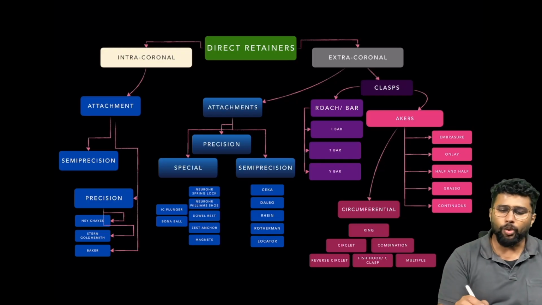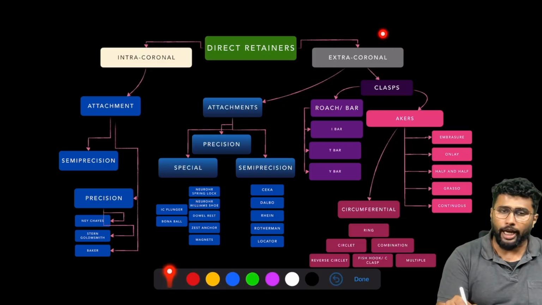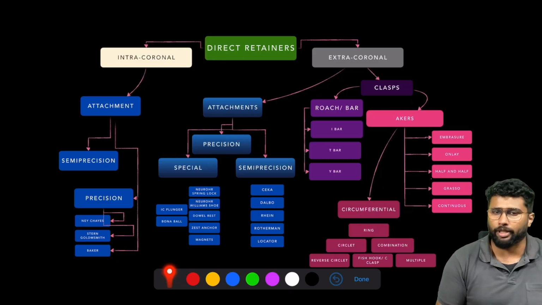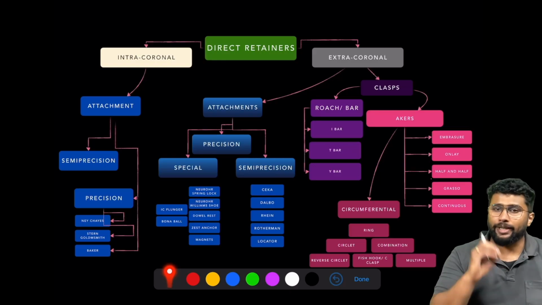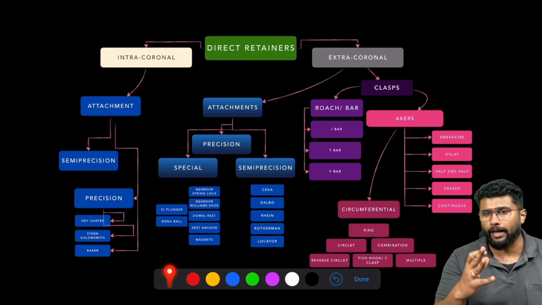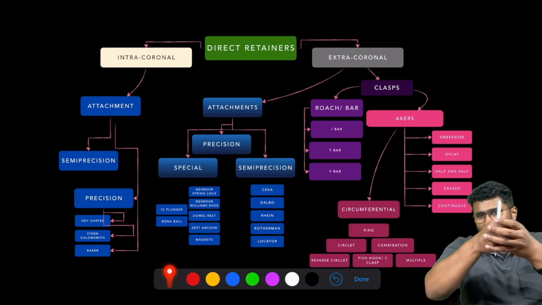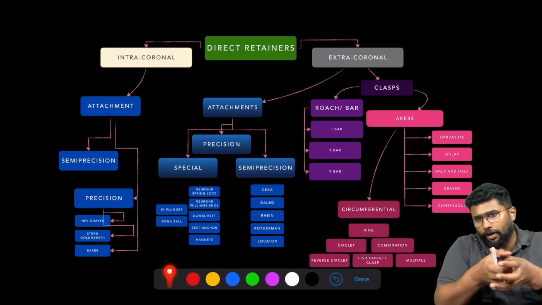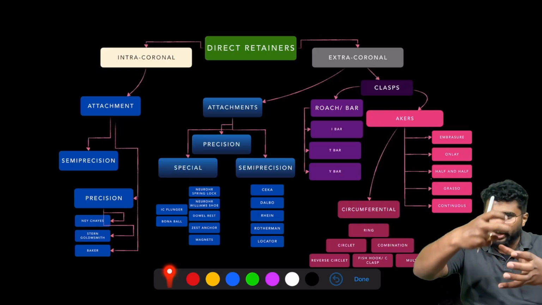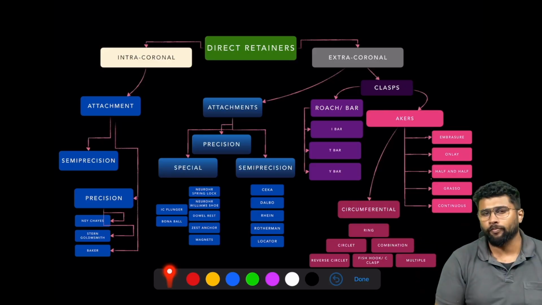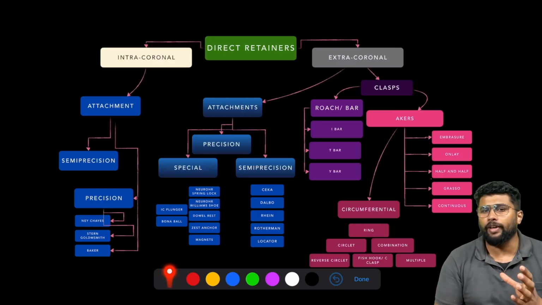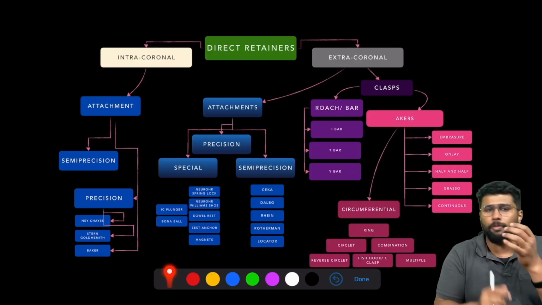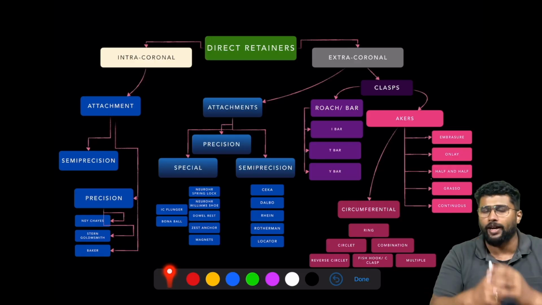If you look at the extracoronal type of retainers, you will also see attachments with the names precision and semi-precision. You just have to remember that precision attachments are factory made. They have a very tight tolerance in fit. They don't have much movement between them, and so it is like a lock slide joint, hence the name precision attachment. They are very unforgiving and lock in a very tight fashion.